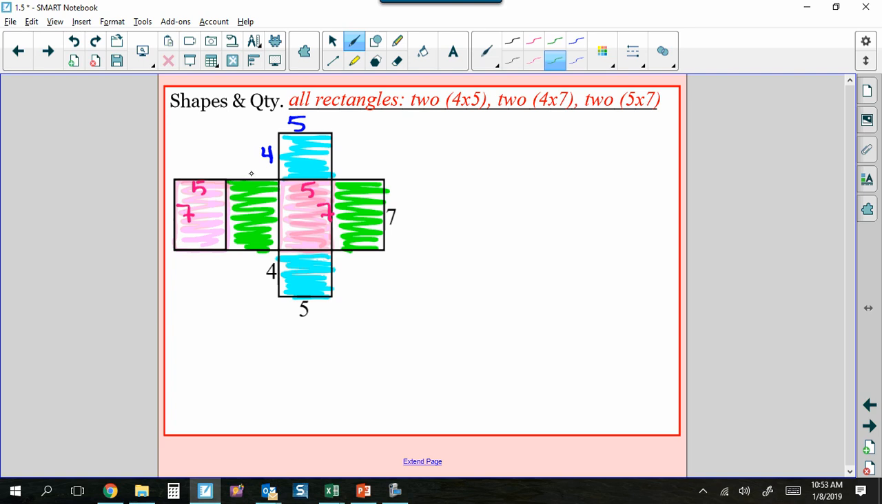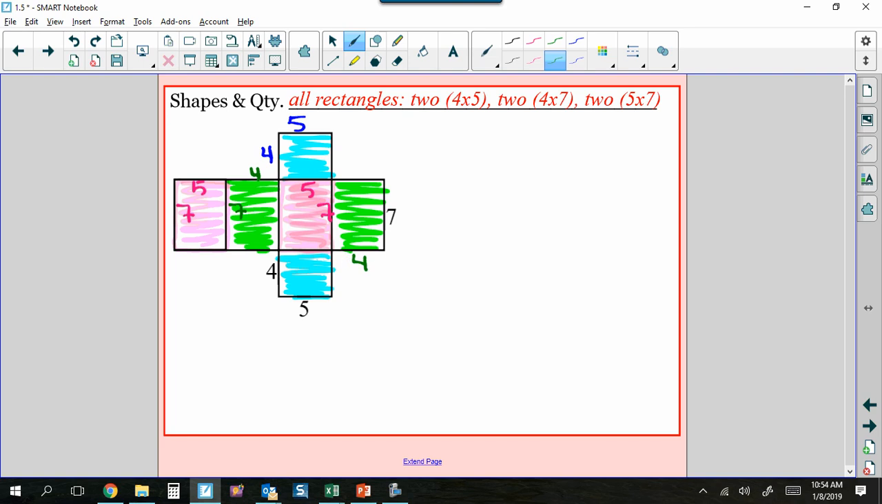So this would have to be a 4. And then again, this way we're going 7 all the way across. Right here, this would be 4, which means this would be 4. And this one would match up with this one if we folded them up, standing straight up and down. So we know this would be a 4 by 7 rectangle as well.